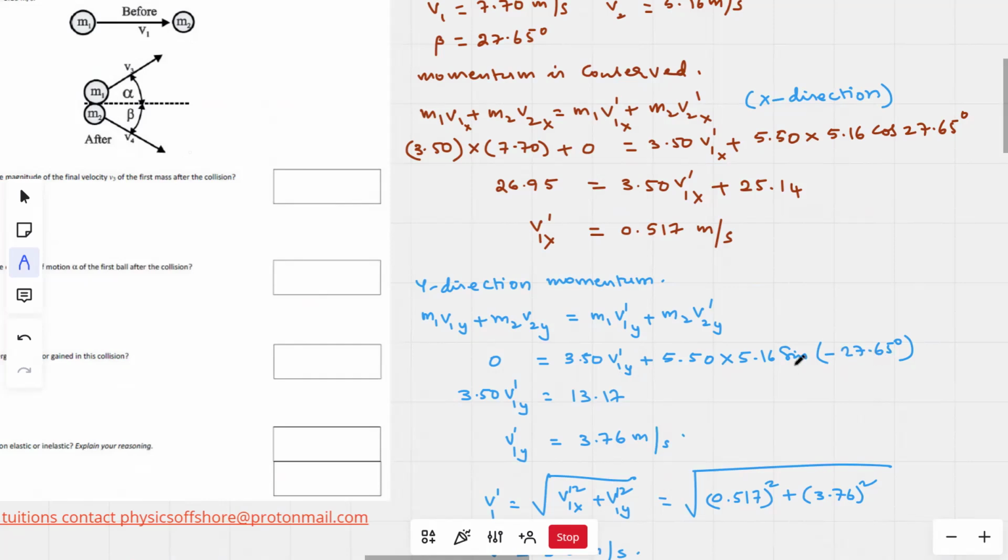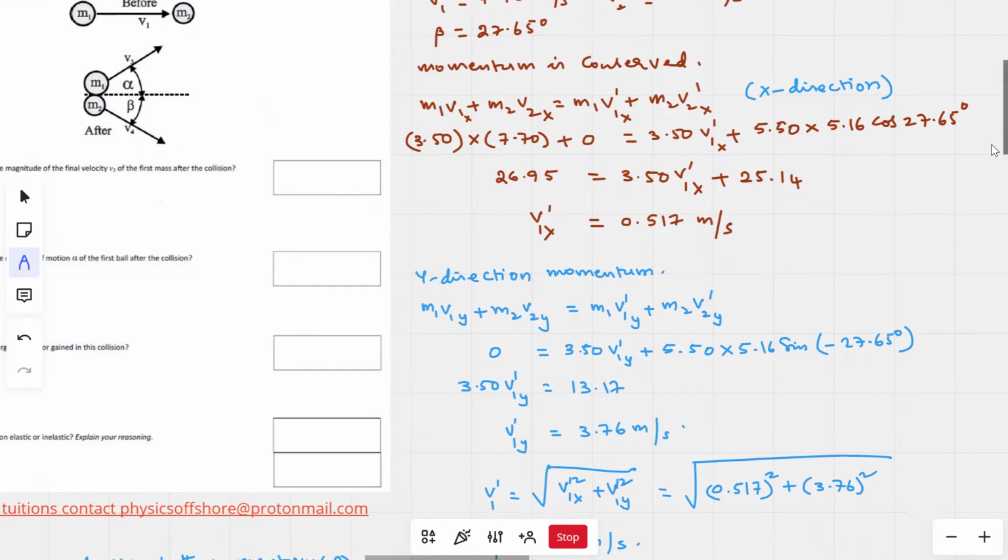Here I told you, we have to take the negative value because it is the downward direction. This is the negative value we have to input for the y direction velocity of the second ball. From this we will find out the velocity of the first ball along the y direction. Now we have the two components, x component and y component velocities of the first ball.